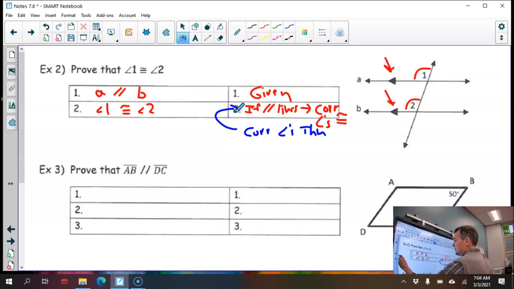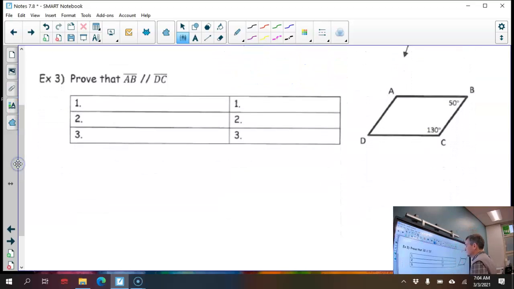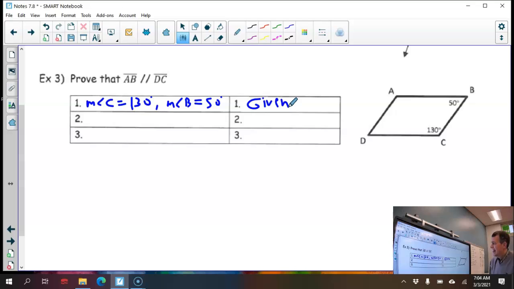All right, number 3 might be my trickiest one I put on here. Prove that AB is parallel to DC. Well, I see what's given. The measure of angle C equals 130 degrees, and the measure of angle B equals 50 degrees. And that is given. So is that enough to say that the top of this thing and the bottom of this thing are parallel to each other?